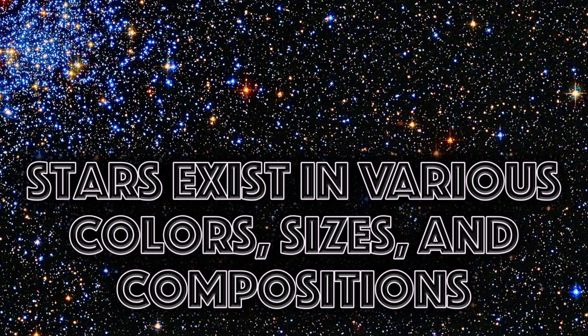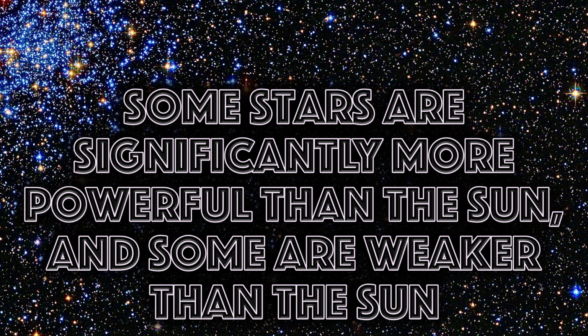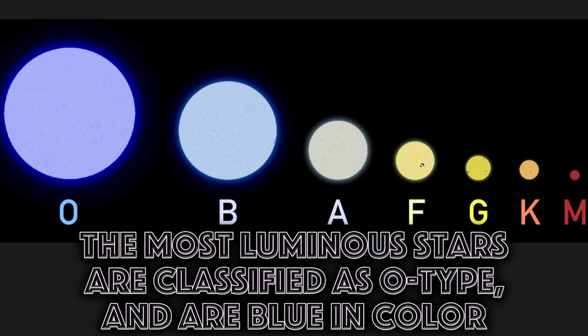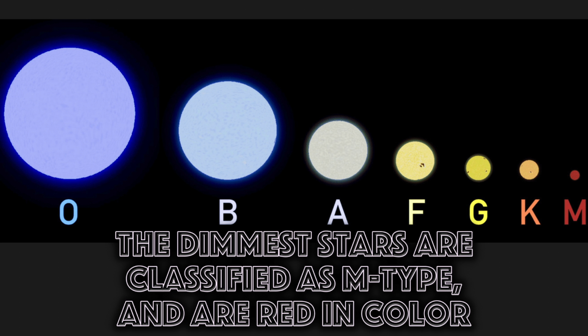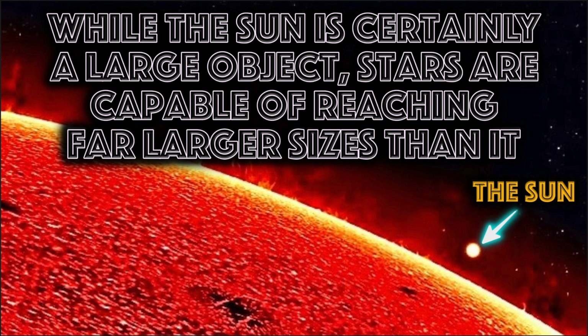Stars exist in various colors, sizes, and compositions. Some stars are significantly more powerful than the Sun, and some stars are weaker than the Sun. The most luminous stars are classified as O-type and are blue in color. The dimmest stars are classified as M-type and are red in color. While the Sun is certainly a large object, stars are capable of reaching far larger sizes than it.